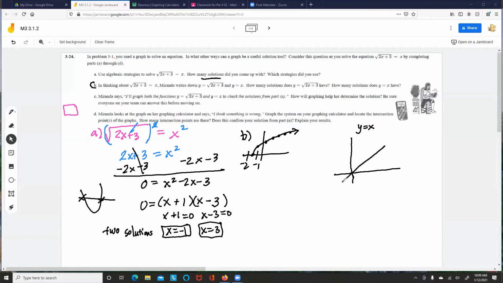1. 1 solution? Infinite. It has an infinite amount of solutions. y equals the square root of 2x plus 3 has an infinite amount of solutions, because how many points are on this graph, you guys?